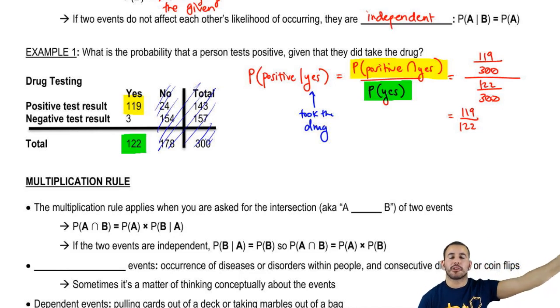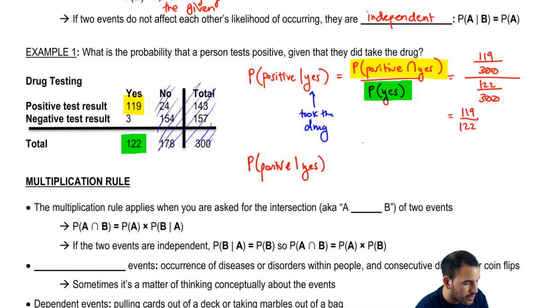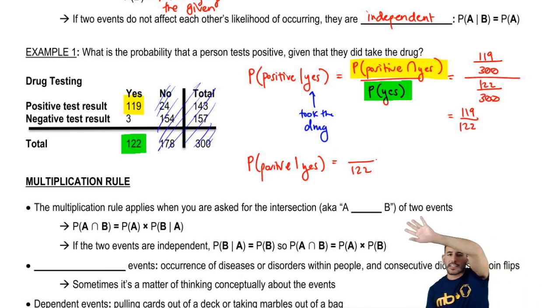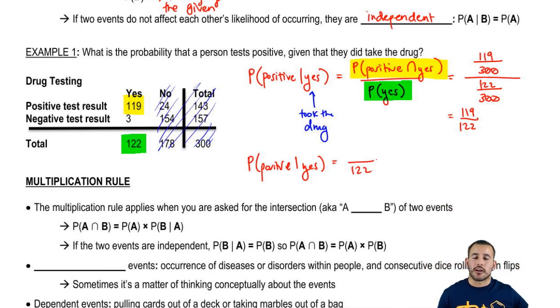What's the probability that a person tests positive? So literally, your total sample now is 122. Probability of positive, given yes. So we have 122 people now, right? Because everything else, like I said, just cross it off from your mind. So we have 122 people in our sample. How many tested positive? 119. Crazy, right? So that's a simple way to do it, but that's only if you're given the table.